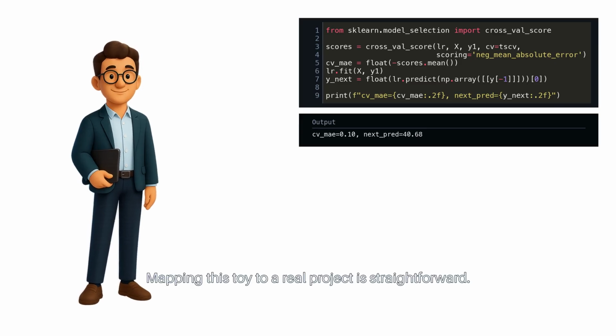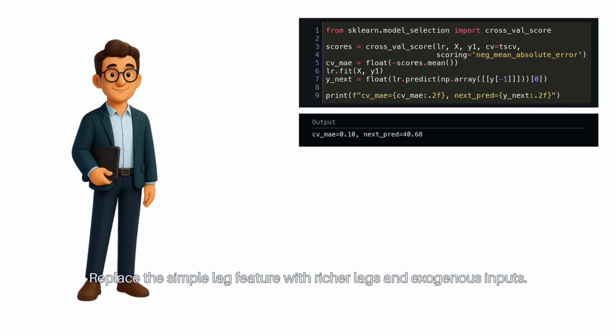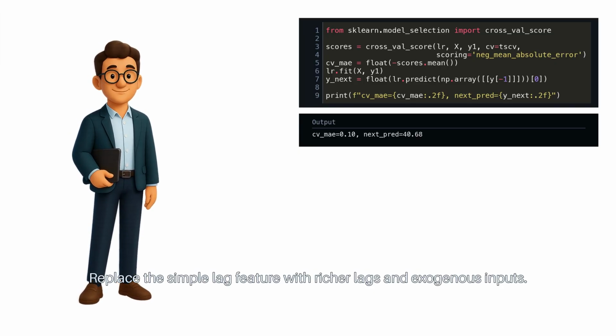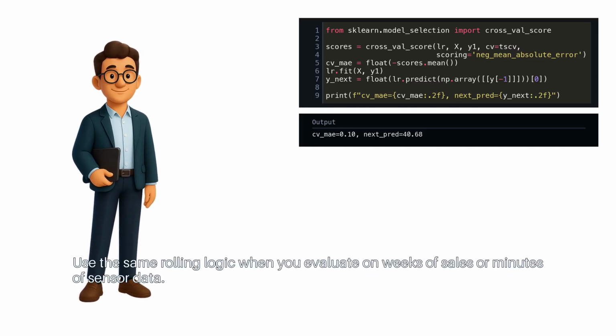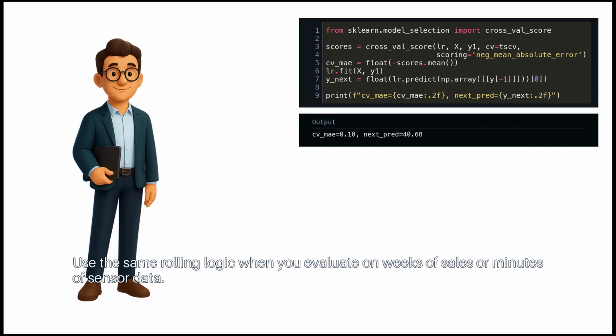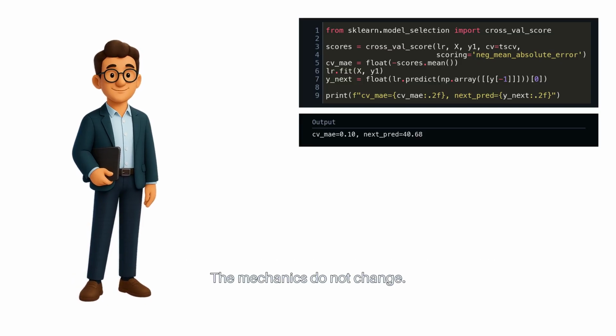Mapping this toy to a real project is straightforward. Replace the simple lag feature with richer lags and exogenous inputs. Use the same rolling logic when you evaluate on weeks of sales or minutes of sensor data. The mechanics do not change.